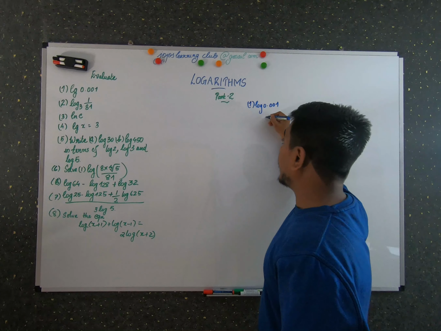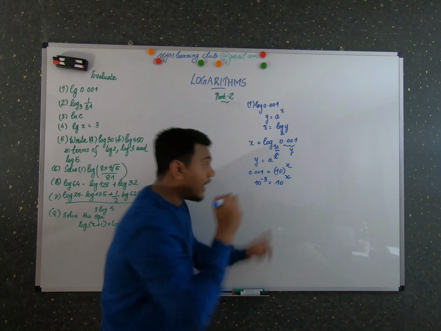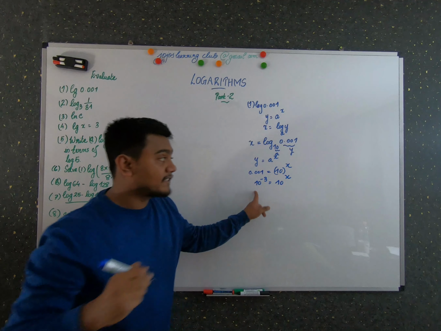0.001. Now what is this? This is the y and this is the a. So write the formula y is equal to a raised to x, right? So you can write this as 0.001 is equal to 10 to the power of x. And 0.001 is 10 raised to minus 3, right? When you have the same base and they are equal, then you can equate their powers also. So what is the value of x from that? x is equal to minus 3. This is how you solve the problems using the logarithmic formula. Okay, that's the first problem.